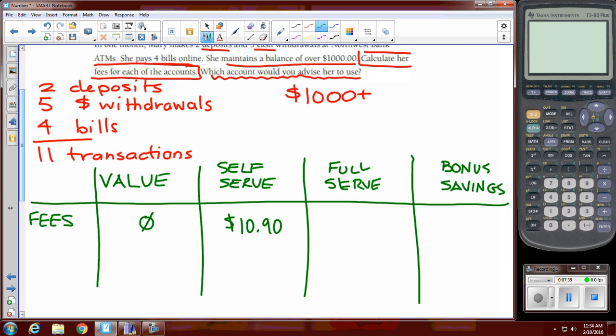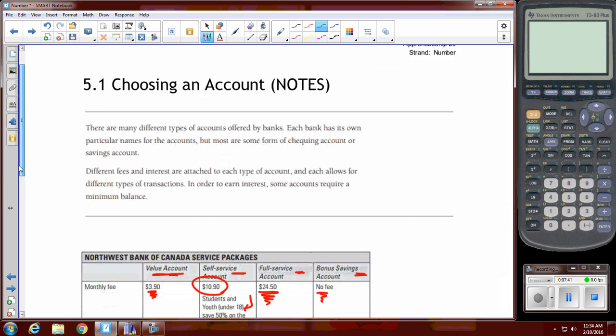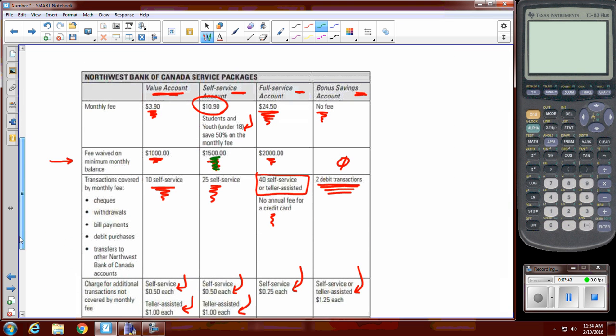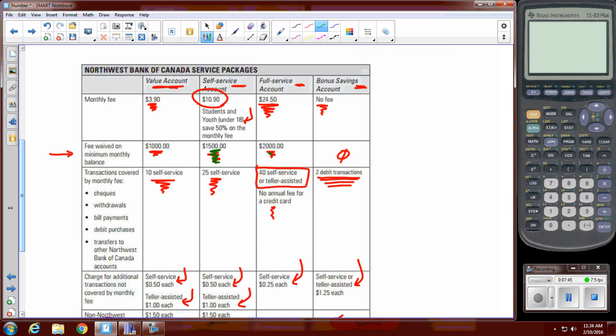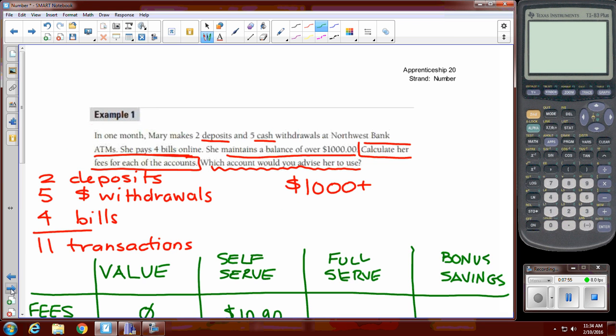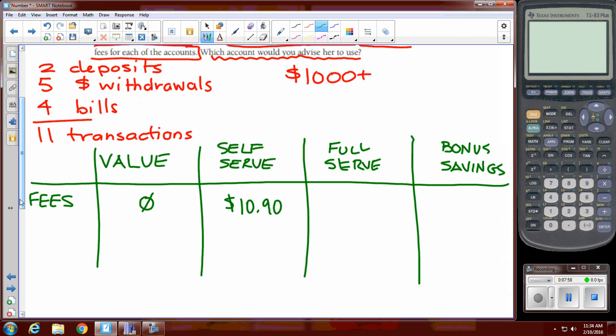$1,500. The full service, a lot of jumping around for this table, but the full service account, she needs to keep $2,000 in there. And she's not doing that, so she's going to have to pay the $2,450. We might as well look at the bonus savings account at the same time. There's never a fee associated with that. So when we go back to the full service account, she's definitely going to have to pay the $2,450, and here they charge her absolutely nothing. So her fees, that's what's coming up.